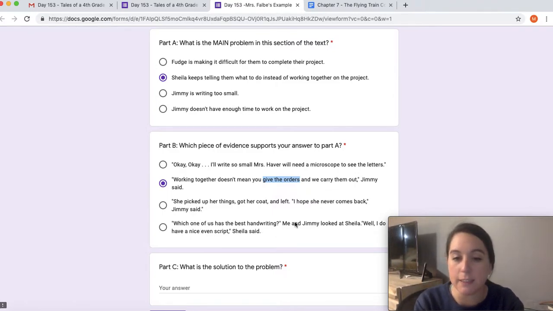Which one of us has the best handwriting? Me and Jimmy looked at Sheila. Well, I do have a nice even script, Sheila said. So that's actually a part where they are making a decision together. So that would not be her telling them what to do. That's them all deciding on something together.